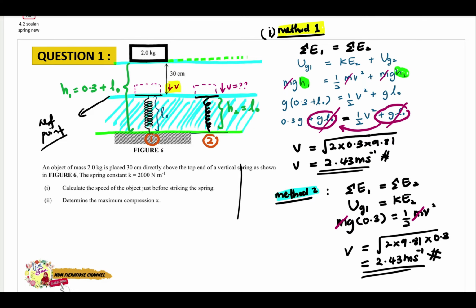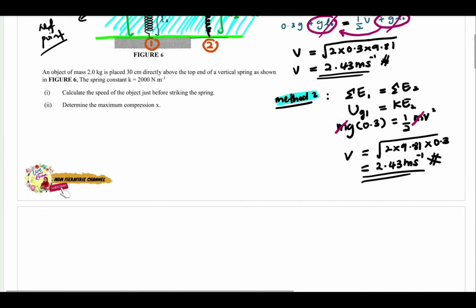Okay, so maximum compression X. What happens when the spring is compressing? So kita lukislah dulu. Daripada gambar yang nombor 2 tadi, macam mana kita nak lukis ni? Okay, contohlah ini. So ini gambar yang kedua tadi.